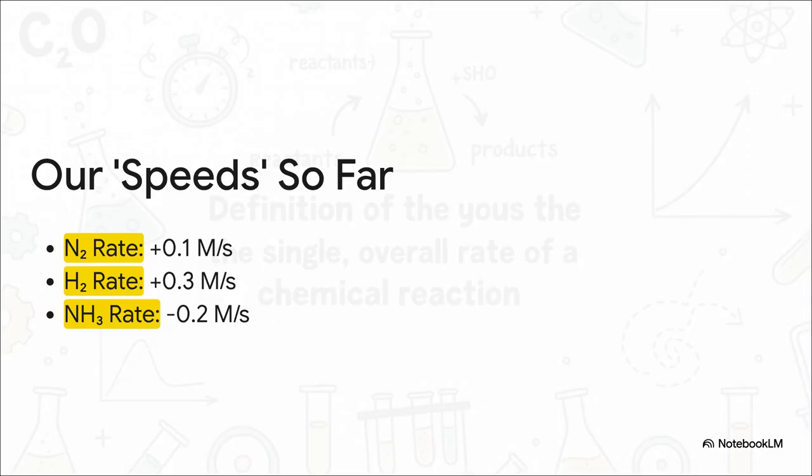Okay, let's just pause and recap what we've got. We have a rate of positive 0.1 for nitrogen, positive 0.3 for hydrogen, and negative 0.2 for ammonia. And this brings us right back to our big puzzle.